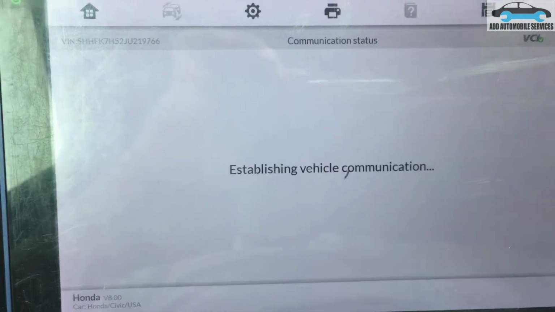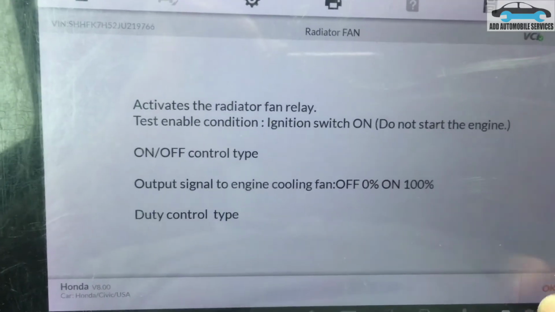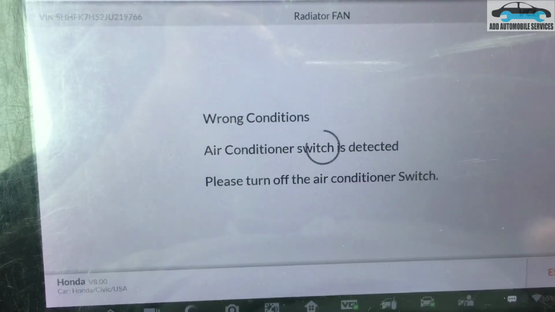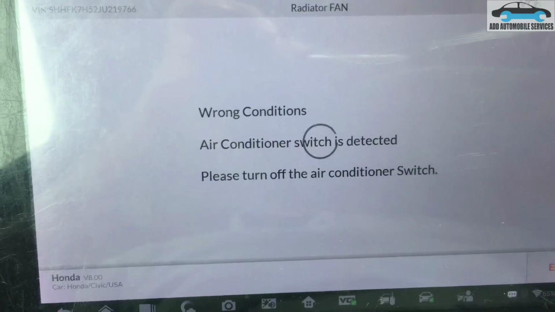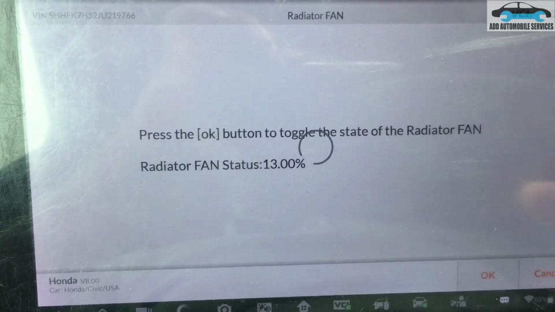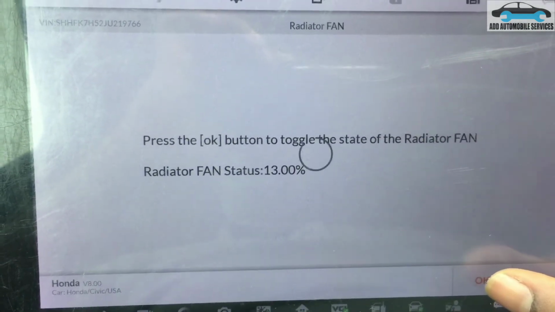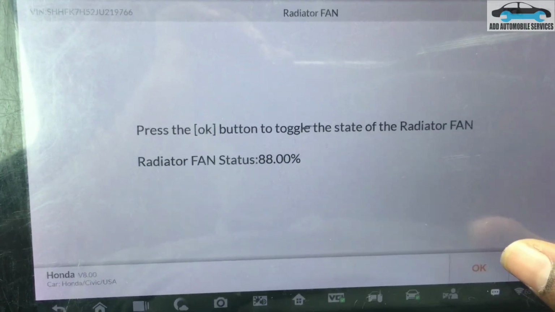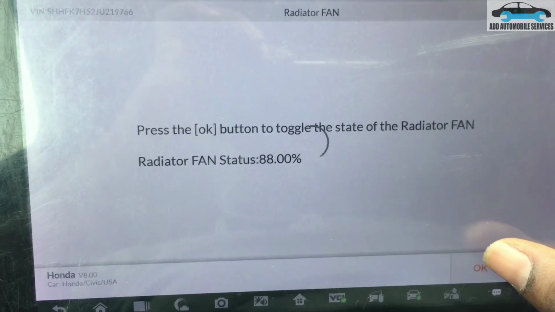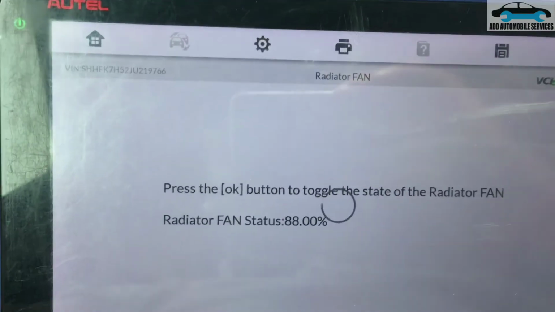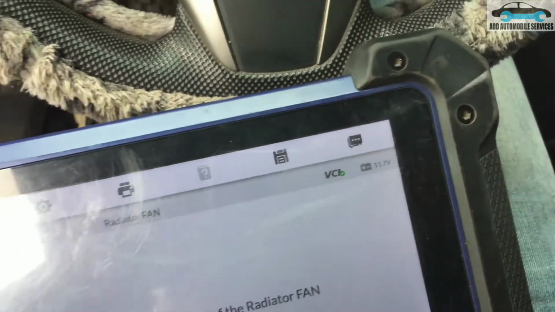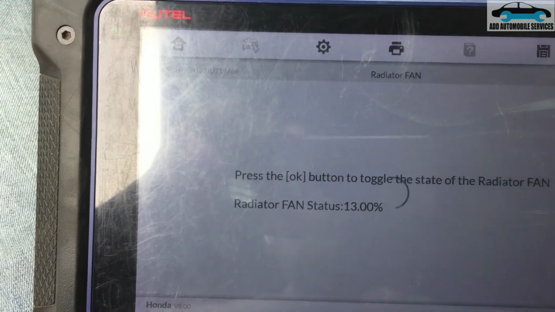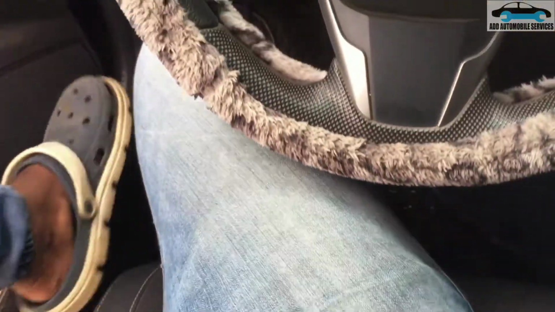To the radiator fan. And before I even do, the air condition switch is off. So this is high speed, and you can hear it even though the windows are up. You can hear the high speed fan. So let me check the low speed. Let me go and check if the fan is even moving.